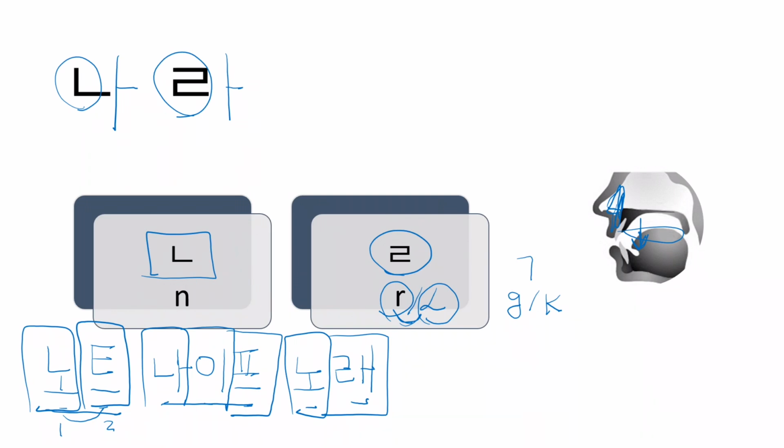Now let's see the letter n. N, doesn't it look like somebody's nose? So we can think of n as nose, n sound.